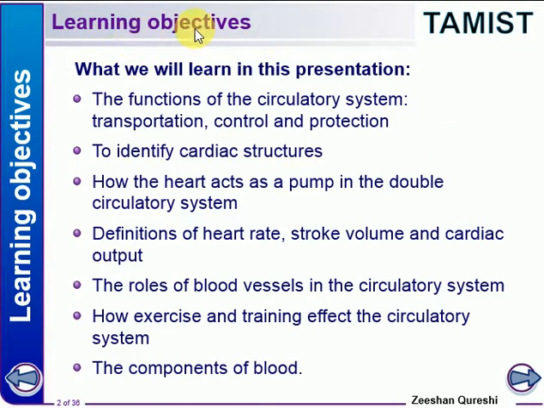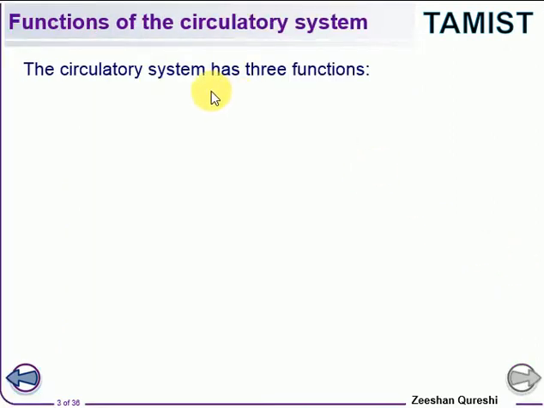The learning objectives of today's presentation: the functions of the circulatory system, including transportation, control, and protection; to identify the cardiac structures; how the heart acts as a pump in the double circulatory system; definitions of heart rate, stroke volume, and cardiac output; the roles of blood vessels in the circulatory system; how exercise and training affect the circulatory system; and last, the components of the blood.